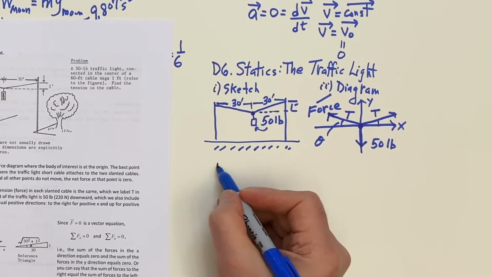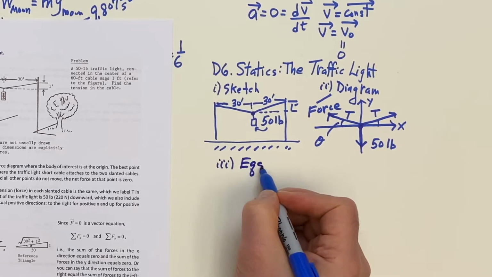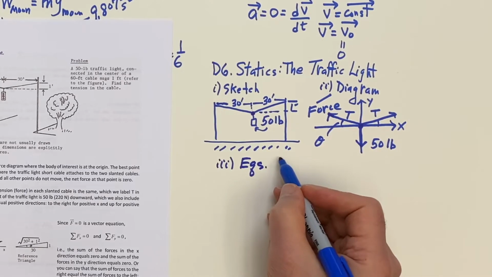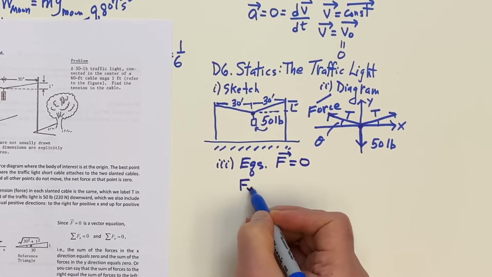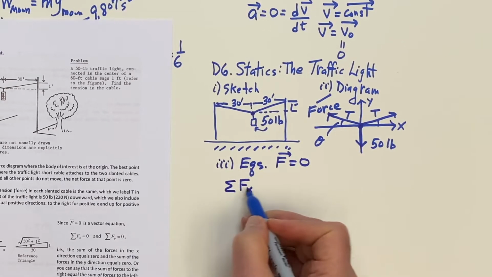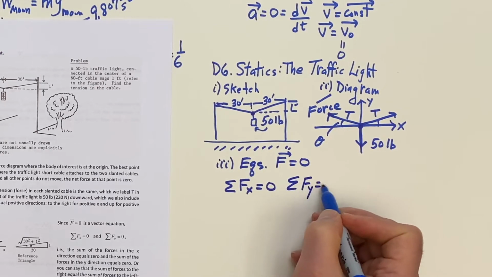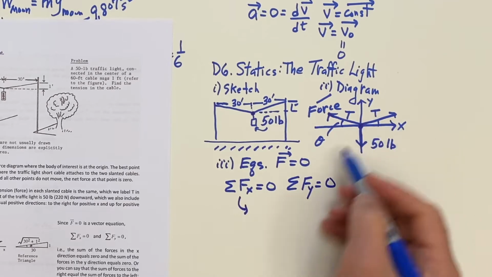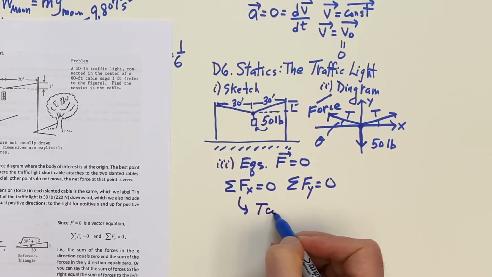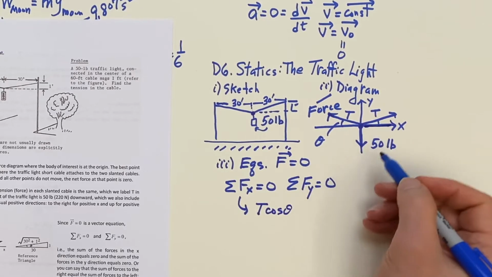And then for step 3, you want Newton's laws. So the equations here, since Newton's law, F equals 0 is a vector, you're going to have all the forces. This means sum up all the forces in the x direction, that has to be 0. Sum up all the forces in the y direction, that has to be 0. So if we do the x direction first, I have T cosine theta is the component in the x direction.